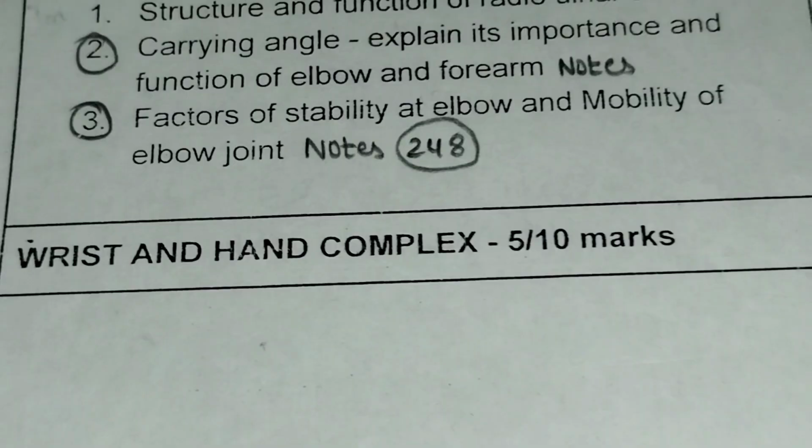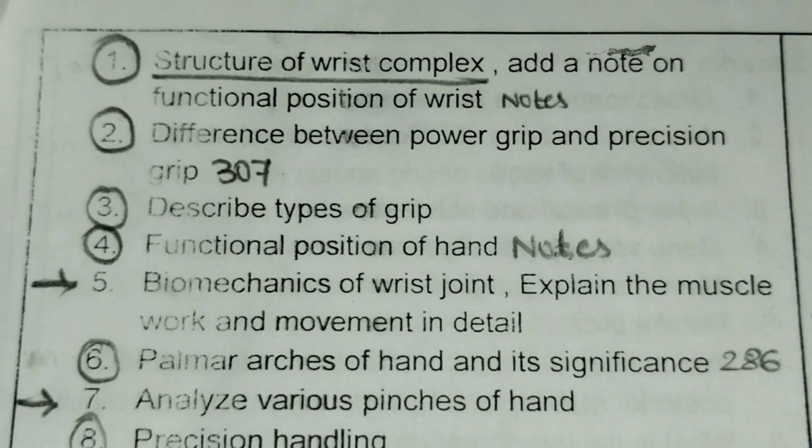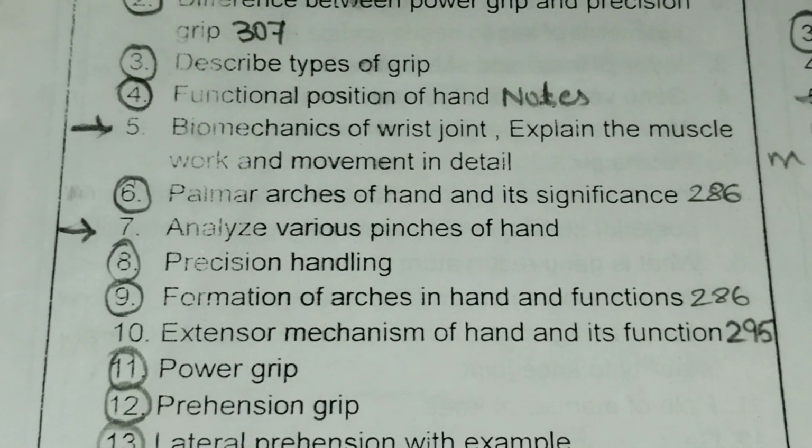Now let's start with the next chapter, which is wrist and hand complex. In this, the important 5 or 10 mark questions are: the first one, structure of wrist complex and add a note on functional position of wrist. Second one, difference between power grip and precision grip. Third one, describe types of grip. Fourth one, functional position of hand. Fifth one, biomechanics of wrist joint and explain the muscle work and movement in detail.